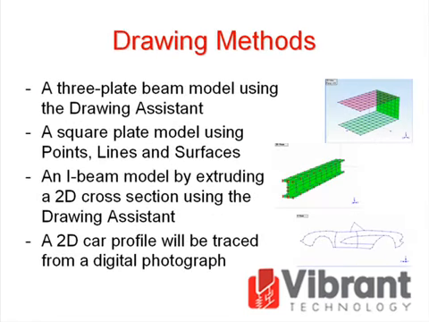In this tutorial, step 1 will be illustrated by using the drawing tools in ME'scopeVES to draw several different structure models. A 3-plate beam model using the drawing assistant, a square plate model using points, lines, and surfaces, an I-beam model by extruding a 2D cross-section using the drawing assistant, and a 2D car profile will be traced from a digital photograph.